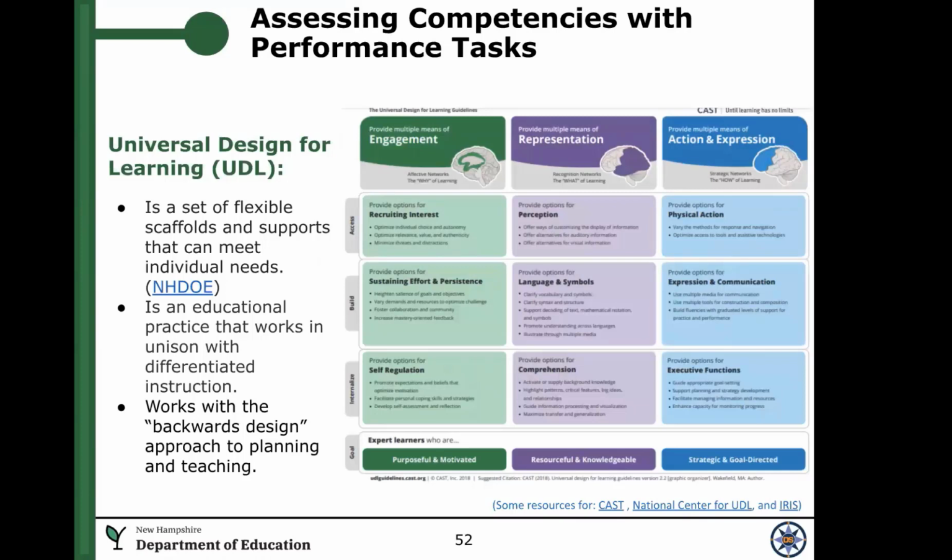So this is just a graphic. CAST, which is the National Center for UDL, and IRIS are all good sources for UDL information. And it helps us ask, how are we meeting individual needs in engagement, representation, and action and expression. So it's working again with the backward design model. Where is it we want our students to get? And then once we know where we want them to end up, then we can plan the pathway to get them there.